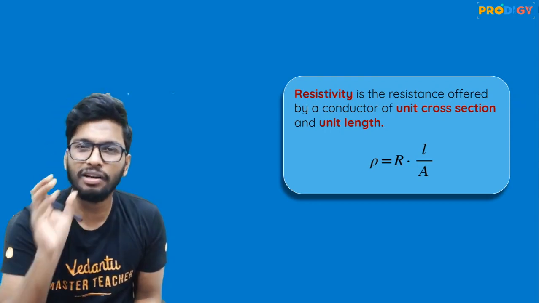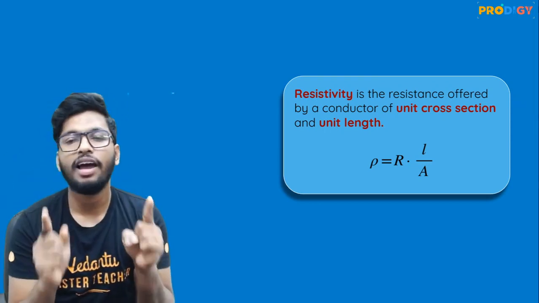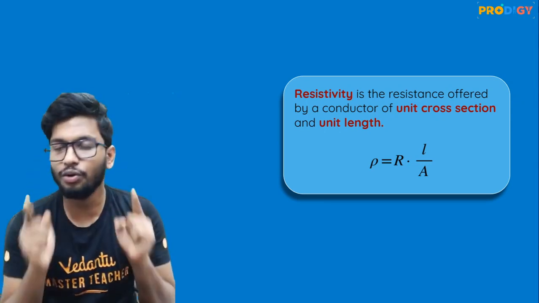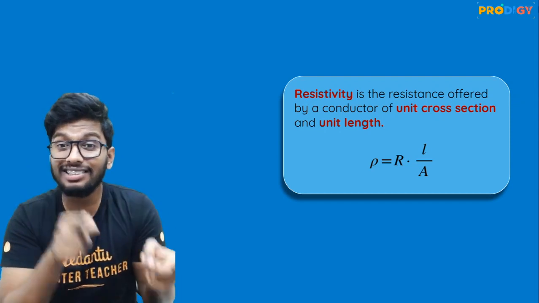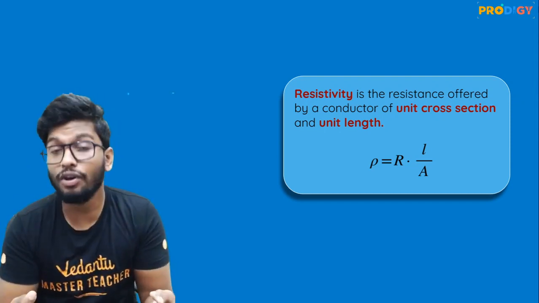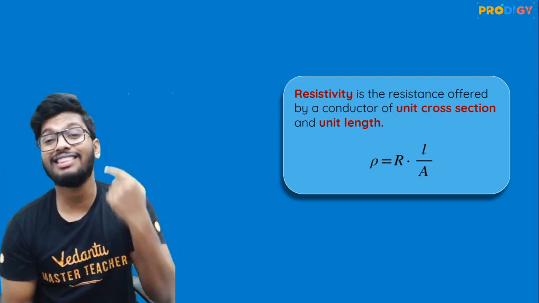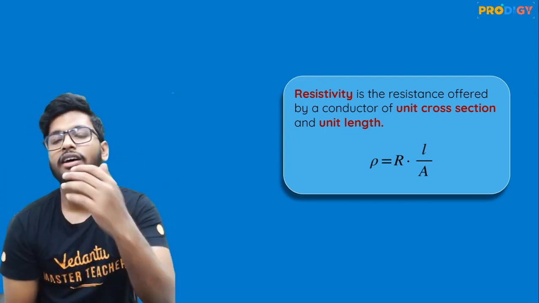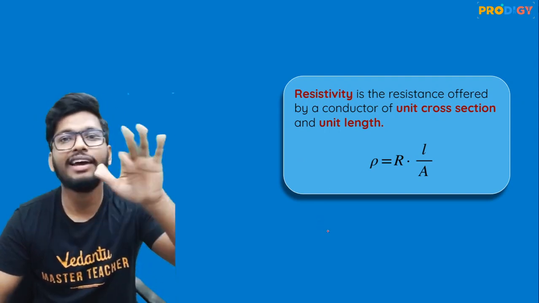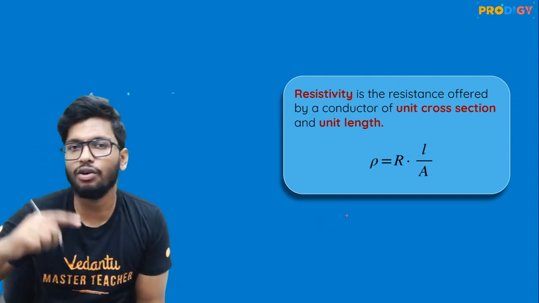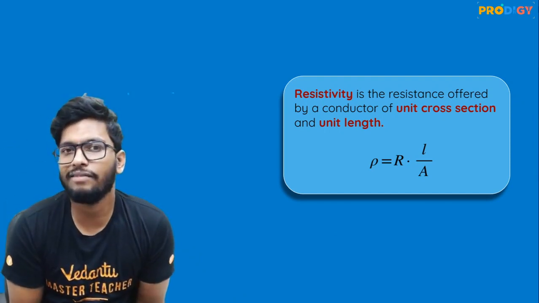But if you have to define it in a proper manner, resistivity is nothing but, if I take unit area, unit cross-sectional area and unit length, the amount of resistance offered to the flow of current. That is what is called resistivity. From the same equation, R is equal to rho L by A, can be rearranged to get resistivity is equal to R into A by L, where it is nothing but resistance into area divided by length.